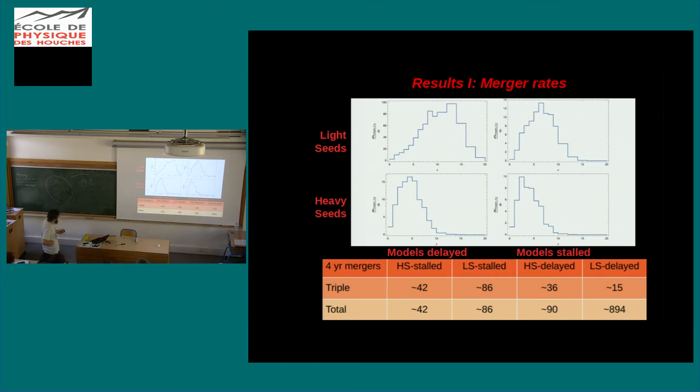For example, if you take the high mass seed model, you have a total of 90 mergers per year. But even if you consider that all the binaries stall, you still end up with 40 mergers that are just triggered by these three-body interactions. Okay, so this is important because, I hope, it reduces to virtually zero the chance of having zero detections of massive black hole mergers with LISA. So I think this is very important.